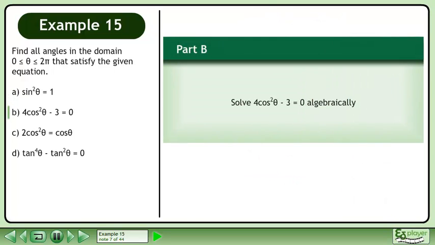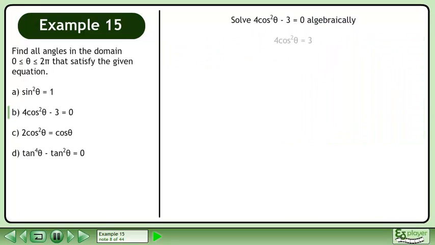In part B, solve 4 cosine squared theta minus 3 equals 0 algebraically. Add 3 to both sides to get 4 cos squared theta equals 3. Divide both sides of the equation by 4. Square root both sides. This gives us cos theta equals positive or negative root 3 over 2.